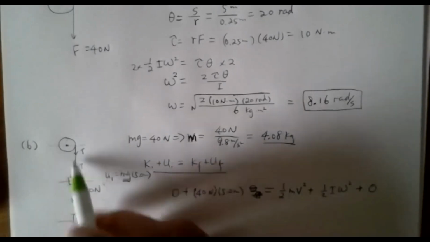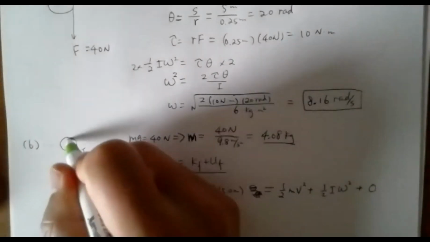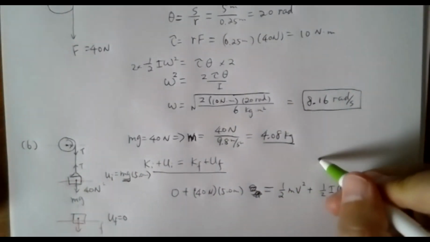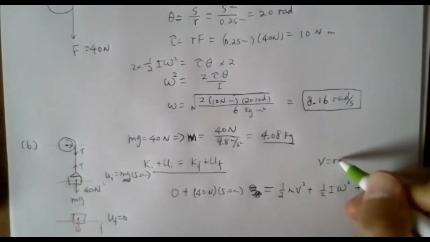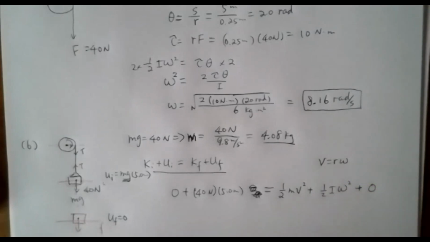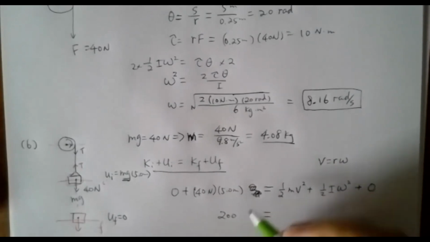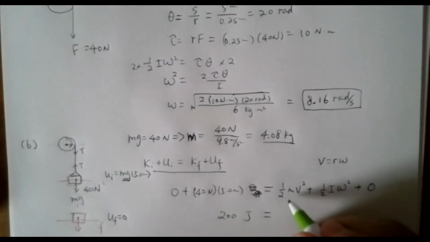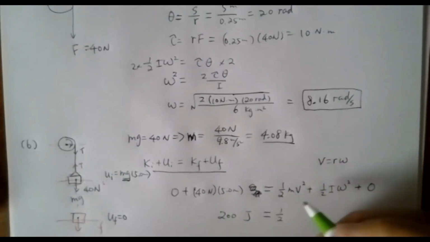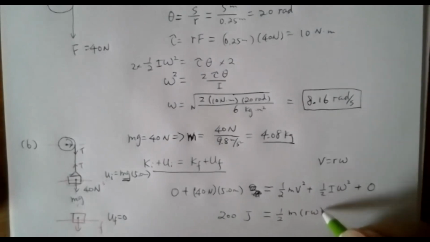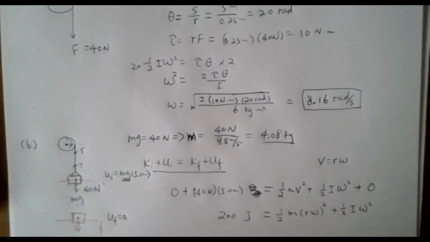Now because these two are connected, omega of this guy and the v have a relationship: v equals r times omega. So now you can write it as this. This is 200 joules on this side. So this is 1/2 times m times r omega square plus 1/2 times I times omega square.